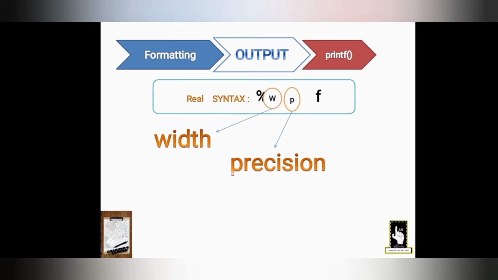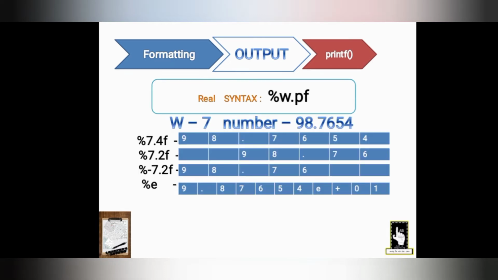The syntax is %w.pf. w indicates the total width of the number, including the decimal point and decimal values, and p indicates the precision, that is, after the dot how many digits are to be displayed. Let's see certain instances of %f. Okay, %7.4f: 7 is the width, so we can use 7 spaces to enter this float value, and .4 specifies the 4 decimal values.